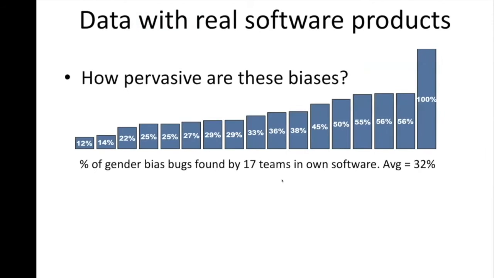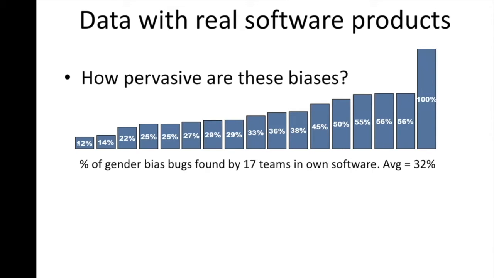So how pervasive are these biases? Here's data from 17 real-world software products. Now, these people used GenderMag themselves. We didn't do it. They did it. But they let us watch. They did these GenderMag walkthroughs, just like I showed you, and they counted up how many features had gender inclusivity bias bugs that they themselves found using the GenderMag method.